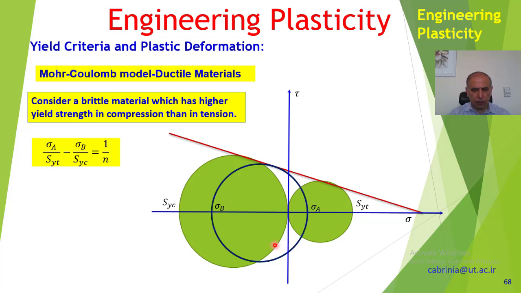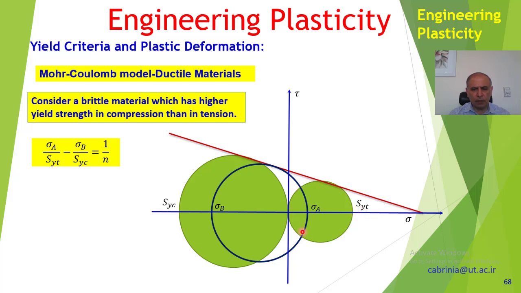Then perhaps we could say that this is the threshold. These 2 points, SYC and SYT, are the thresholds. We cannot go further from here or further from there, okay? Because the circle corresponding to out-of-plane loading will be greater than this envelope. It will go outside the envelope. As the circle goes out of the envelope, it means that it will yield. So SYC and SYT are the extreme points.